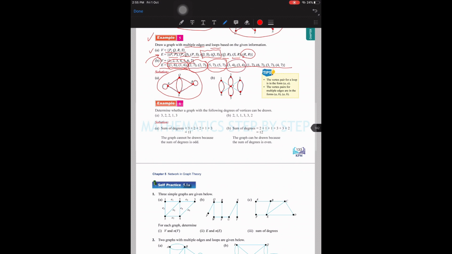Okay, 1, 7, 6, 7. So meaning there's an edge connecting point 1 and 7. There's an edge connecting point 6 and 7. Then 3, 7, 4, 7. So here it is. Okay.